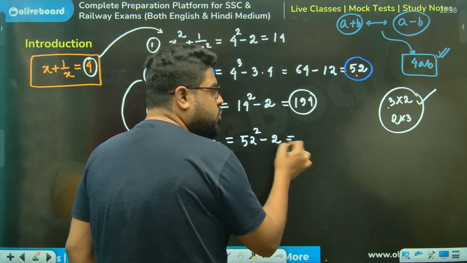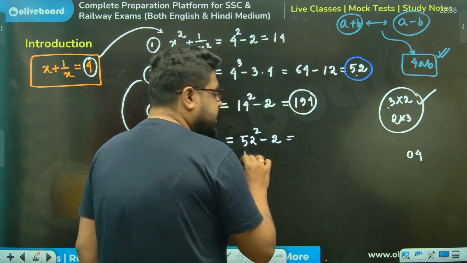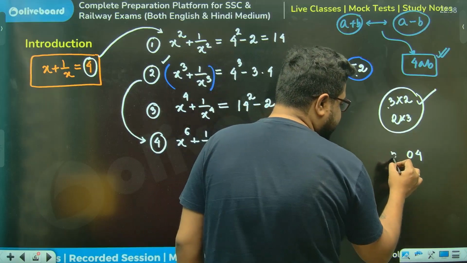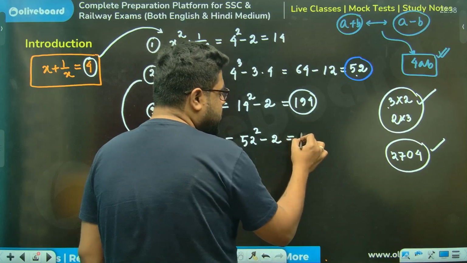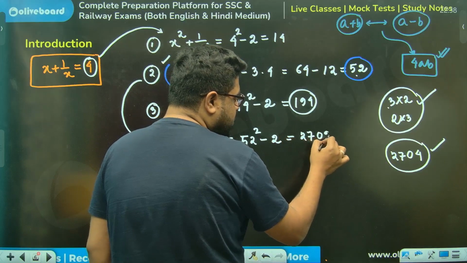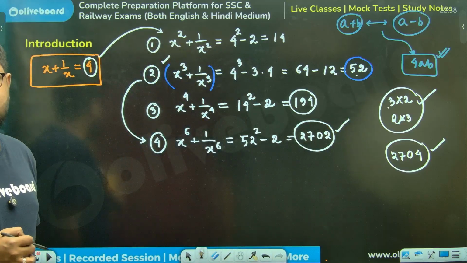Sir, 52 is 2 more than 50. Square of 2 is 4. Sir, 52 is 2 more, so add 2 to 25. That is 27. This is 52 square. Minus 2. Meaning my answer will be 2702, sir. This is going to be 2702. Done and dusted.